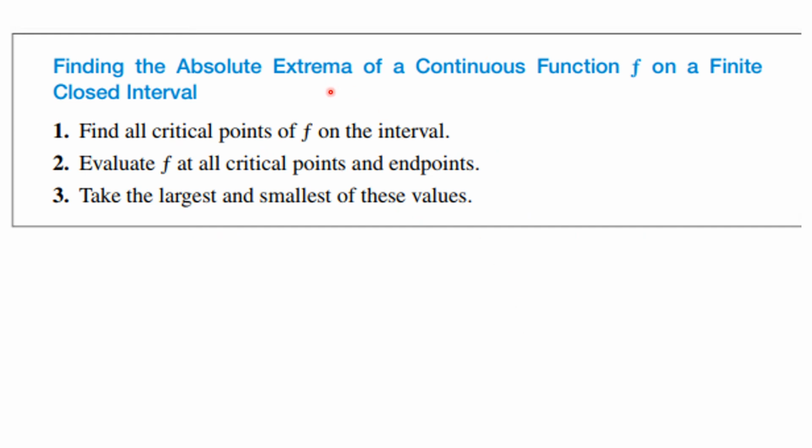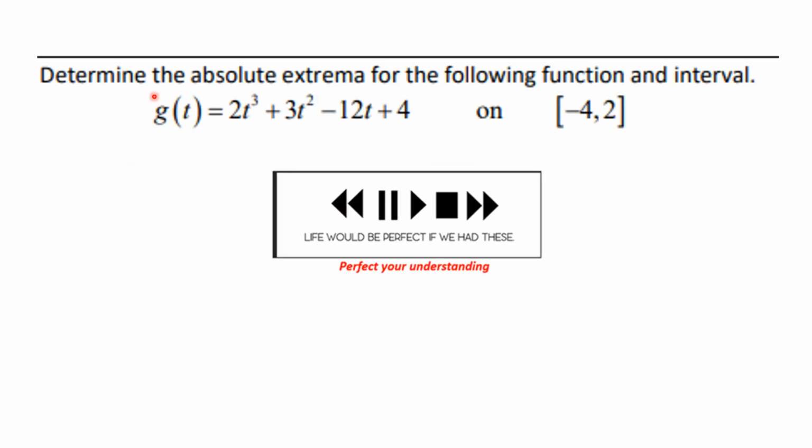Okay, let's go full circle then. We've become expert at finding critical points, which is a first step in this process. So then we find all critical points. We evaluate f at all critical points and the endpoints of the interval. And you take the largest and smallest values, which you know exist because of the extreme value theorem. So here is a problem for you to do. Determine the absolute extrema for the following function on this interval. You know what to do. And we'll see how you did when we continue in 24.2.